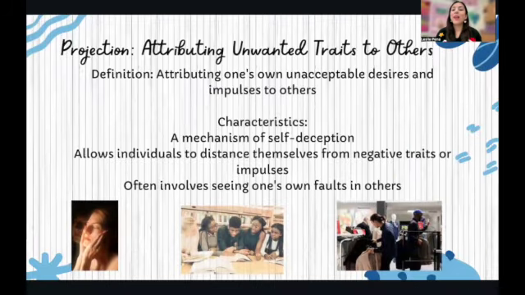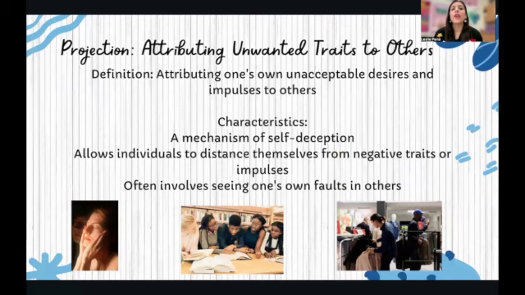Okay, then we have projection. So, unwanted traits onto others. This is attributing one's own unacceptable desires and impulses to others. Some characteristics of it are a mechanism of self-deception, and it allows individuals to distance themselves from negative traits or impulses. And it often involves seeing one's own faults in others.